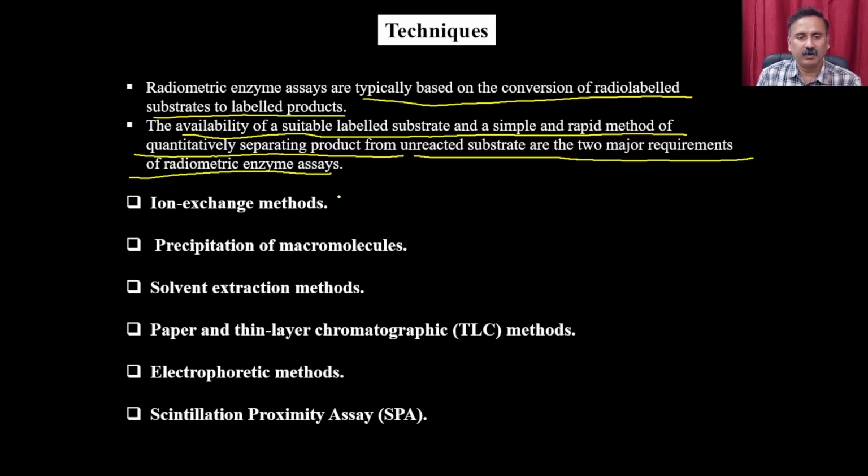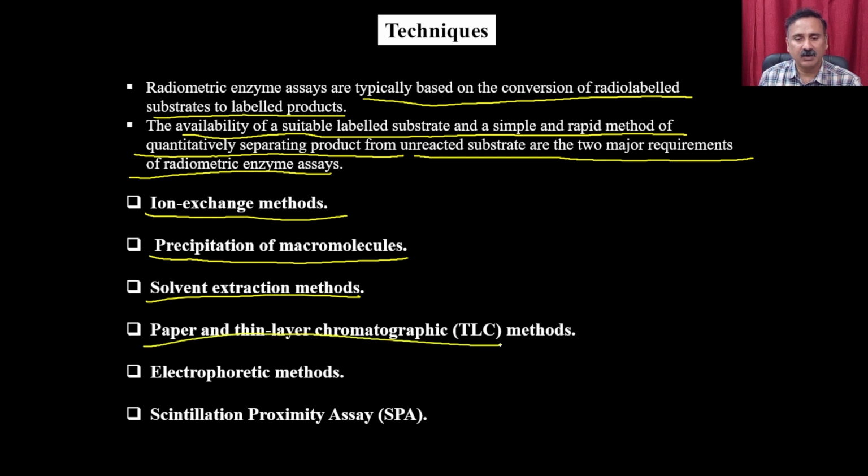So when you want to perform radiometric assays, you are going to use techniques such as ion exchange, precipitation, solvent extraction, paper and thin layer chromatography, electrophoretic methods, as well as scintillation proximity assays to purify the labeled product from the unreacted substrate. Because the unreacted substrate is also radioactive, and your labeled product is also radioactive, right? That's why you are supposed to purify the labeled product.